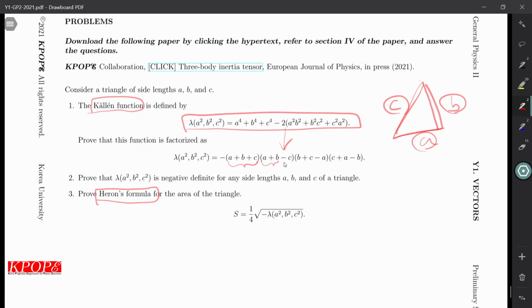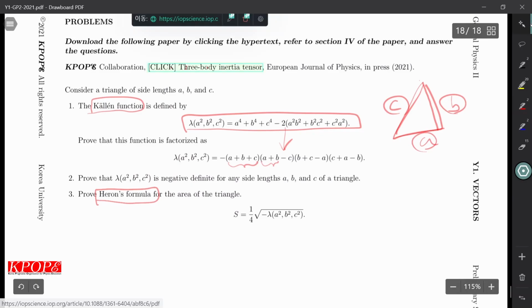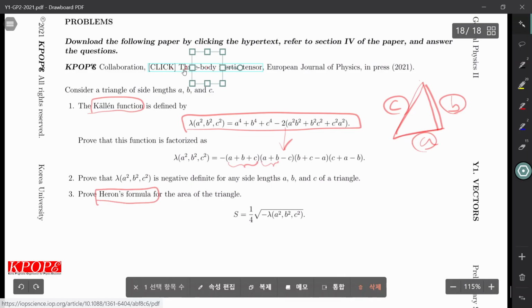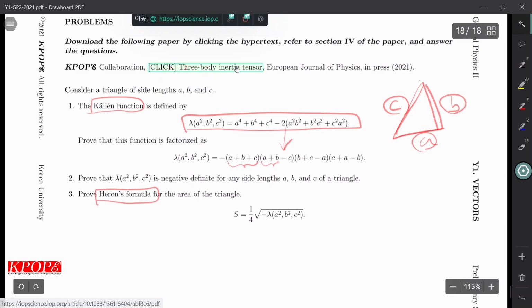You will find very good information from this paper by clicking. Click this. Something wrong. In the PDF file, you can click this result, and then you will find that there is a good derivation about this.